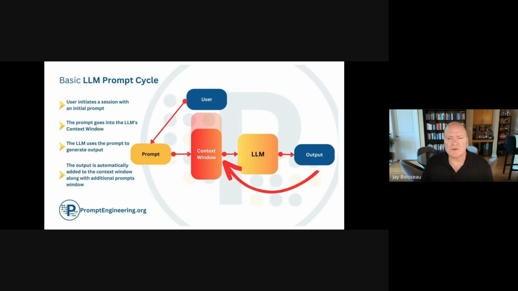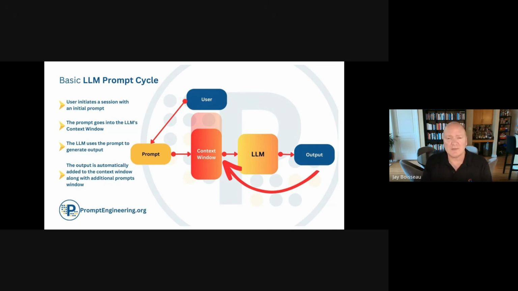Now, this is a picture of the basic prompt cycle. Most people are aware of prompts, but they sometimes forget how important that context window is. And this is from a great website called promptengineering.org that I hope that you'll tune into. So the user in the dark blue box executes a prompt. That prompt is in the context window. It's the beginning of that context window. Actually, it's the beginning of a new context window.